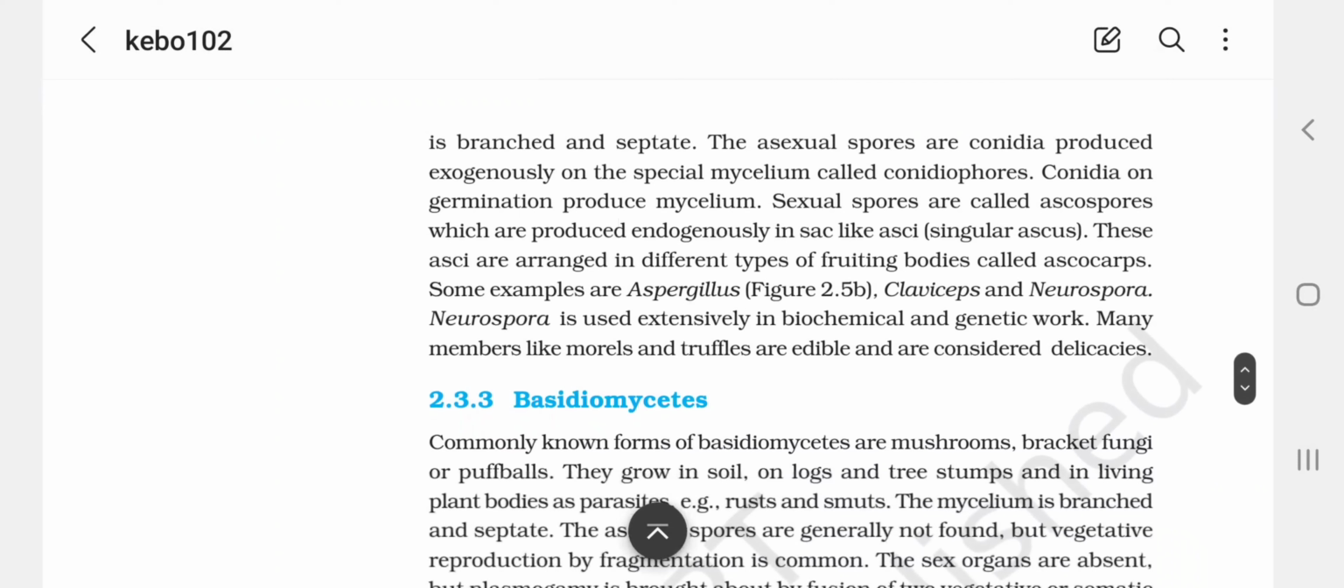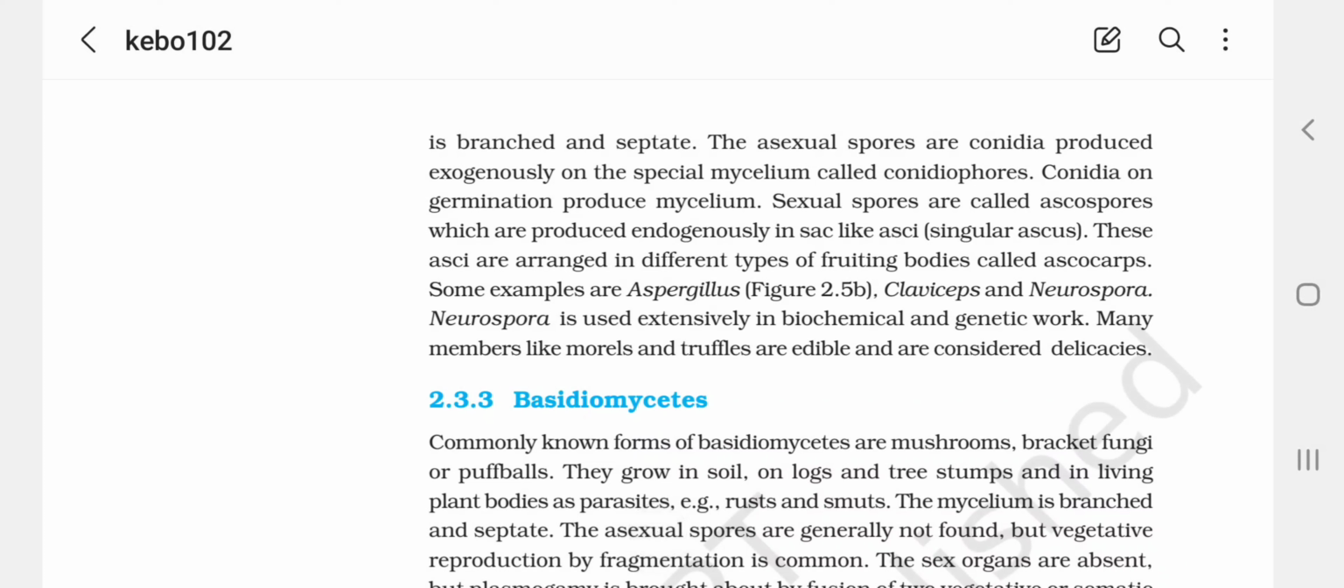The asexual spores are conidia, produced exogenously on the special mycelium called conidiophores. Conidia, on germination, produce mycelium. Sexual spores are called ascospores, which are produced endogenously in sac-like asci, singular ascus. These asci are arranged in different types of fruiting bodies called ascocarps.